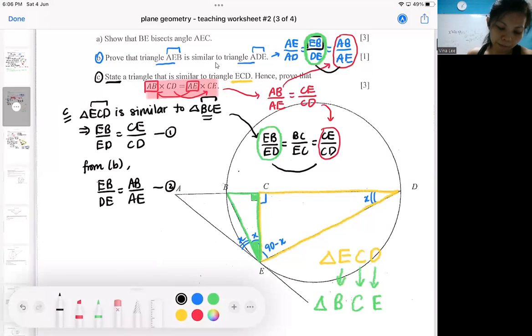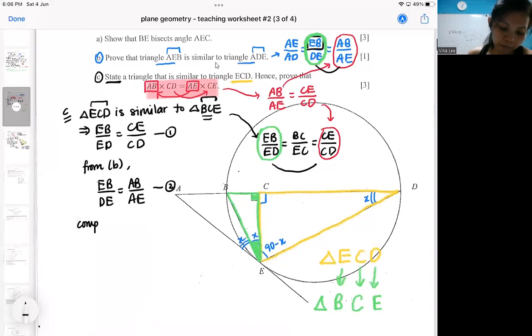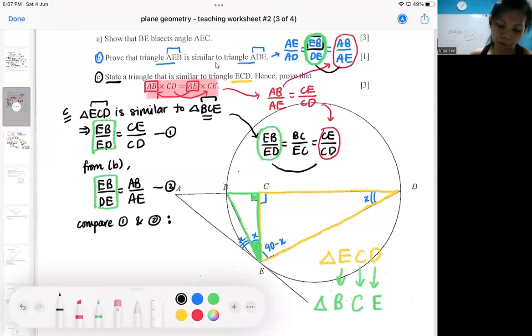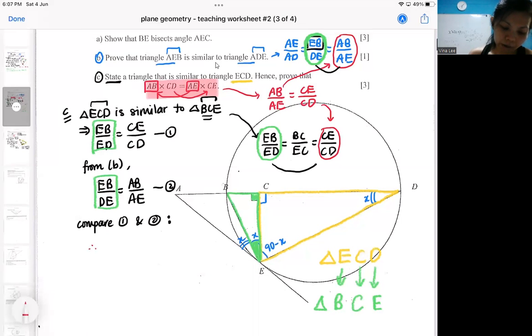And then after that, if you compare 1 and 2, this and this are exactly identical. So it's a bit like equation 1 equal to equation 2. So this will be equal to this. And then you cross multiply backwards. Now you cross multiply back.